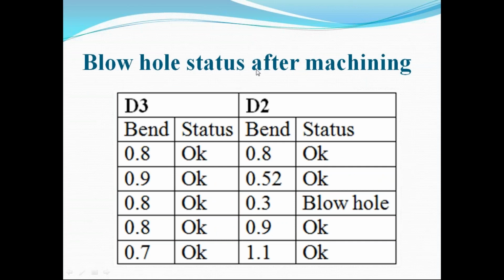So blowhole status after machining. After machining, when analyzed for finding the blowholes, it's found that for dies D3 and D2 there is no problem. With bend 0.8, 0.9, 0.8, 0.8, 0.7, all the products are acceptable, this is okay. Only here you can find with bend 0.3, which is less than 0.5, there is possibility of development of blowhole.